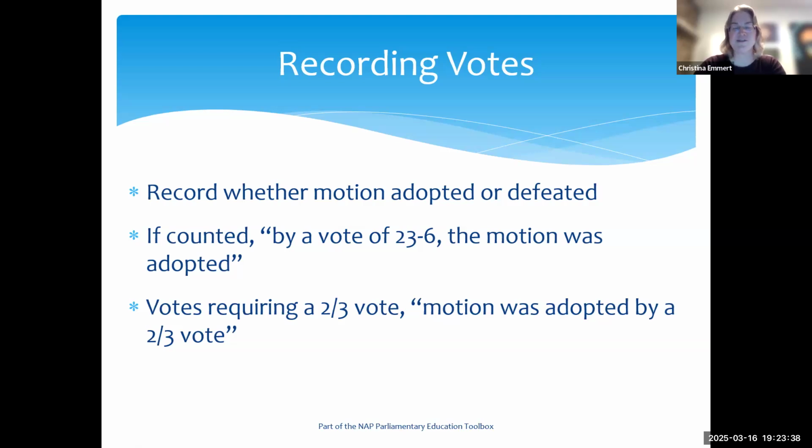And I also like to say too, about the majority. Adopted or defeated, if it's a majority, you don't have to put a majority vote, but I always see and hear the term simple majority. A majority is a majority. You don't have to put the word simple in front of it.